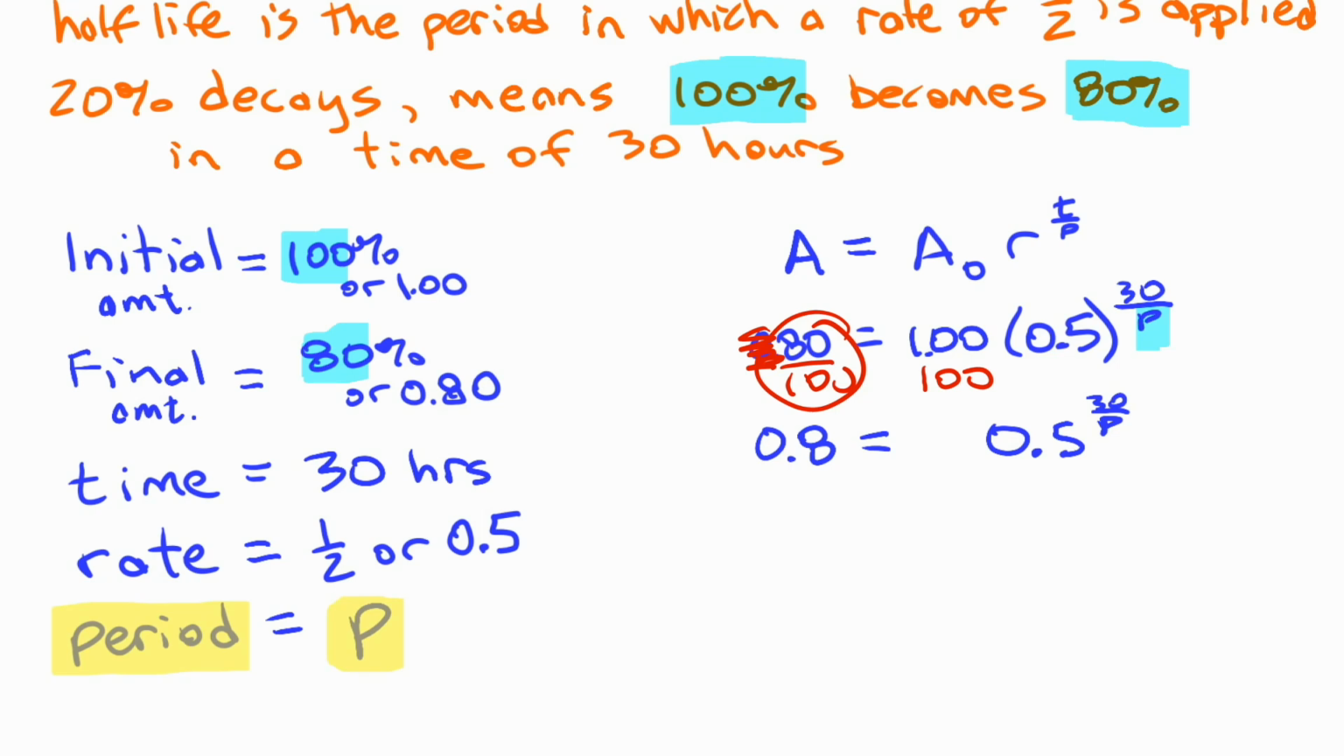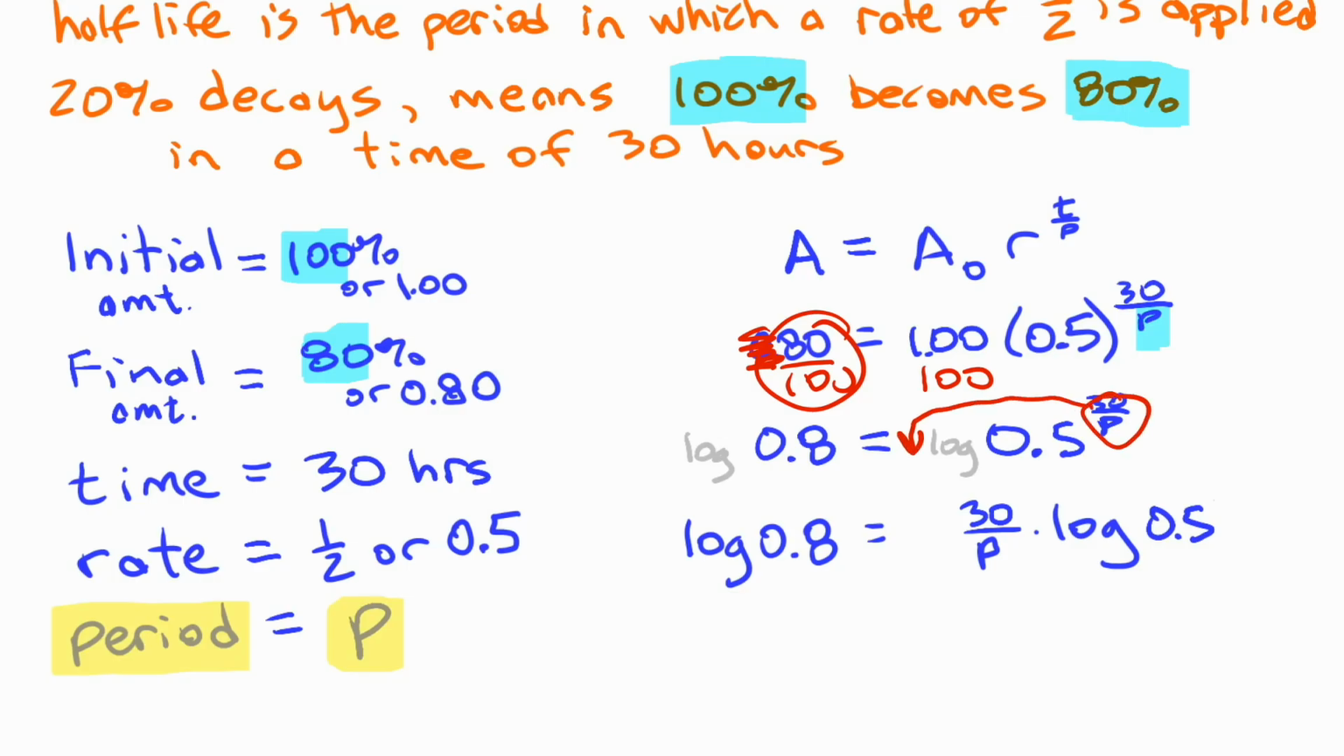And then like before, we can take the logarithm of both sides, and we have that as the result after taking our exponent with the power law and putting it in front.